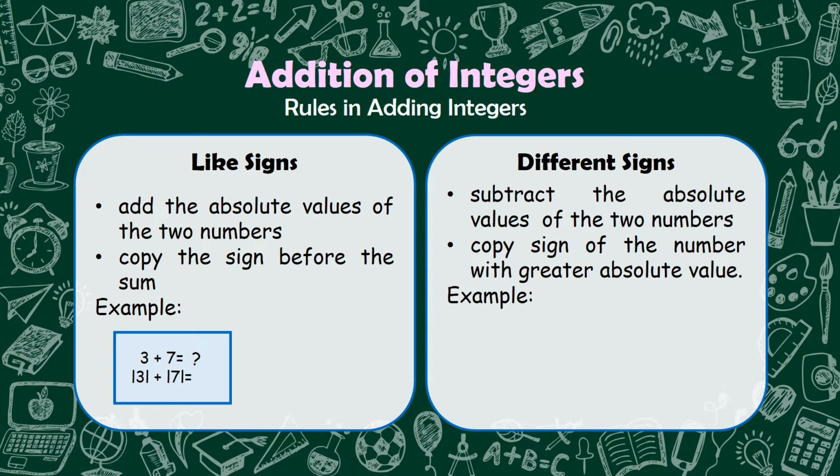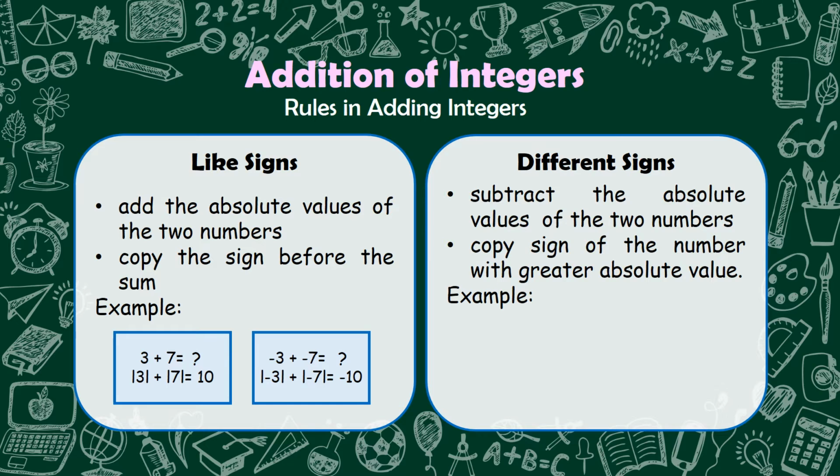Let us have this example. We have 3 plus 7. So we have the same sign. Just add the absolute values of 3 and 7. Our final answer is equal to 10. Another example. We have negative 3 plus negative 7. We have two negative numbers here. So add their absolute values. We will have the absolute value of negative 3 plus the absolute value of negative 7. Our final answer is negative 10. So negative because we are adding two negative numbers.